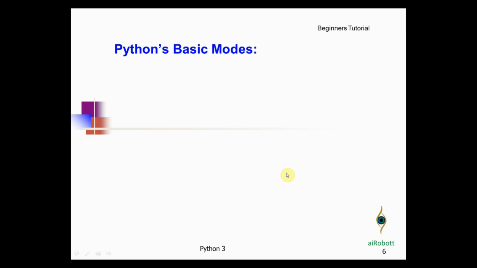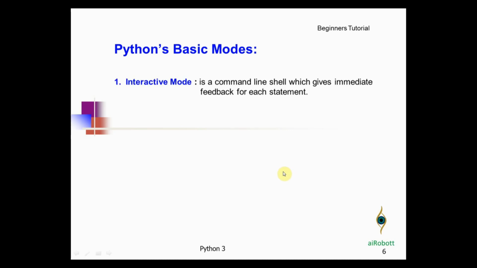We shall see the Python basic modes. What are the basic modes in Python? The first one is the interactive mode. It is a command line shell which gives immediate feedback for each statement. In Linux, at the $ prompt we have to type python, then the Python interpreter invokes. In Windows, we have to type python simply in the command prompt.